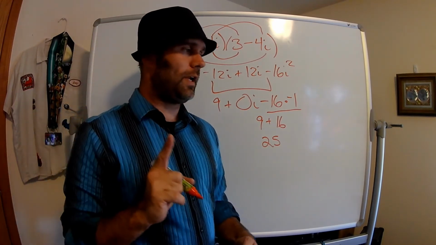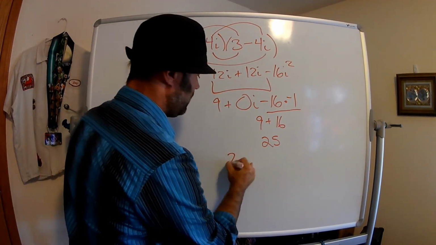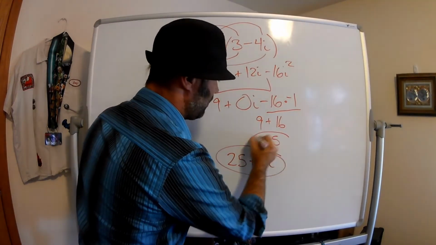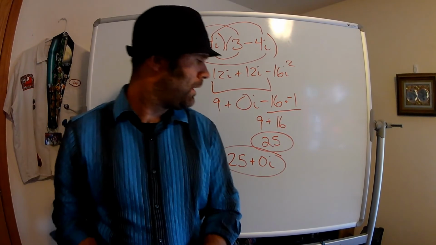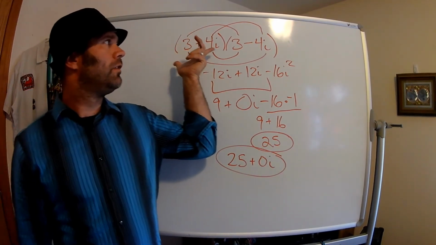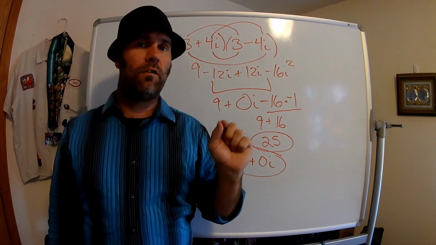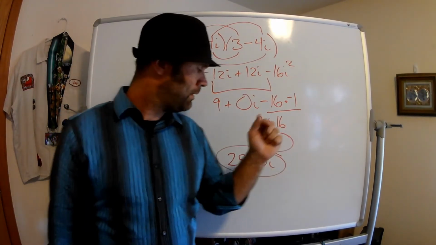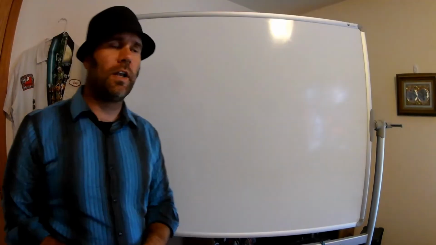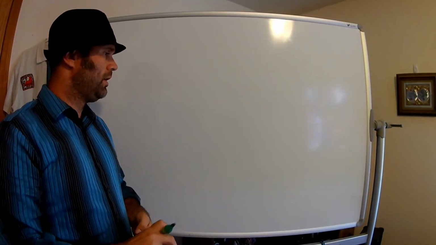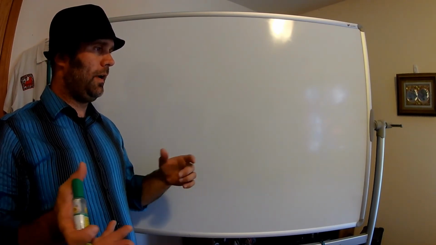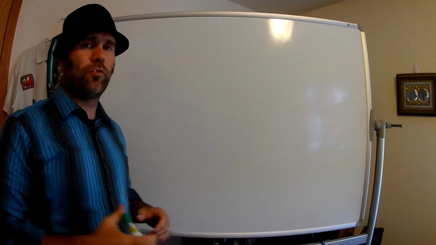If you want to write it in a plus bi form, 25 plus 0i is appropriate, but it is a real number because it can be written as just 25. If you've got two conjugate pairs in the form of a plus bi, you're always going to get a real number as your output. I think this was the most fun thing that I learned in Algebra 2. When I first saw this, I thought it was just so neat.